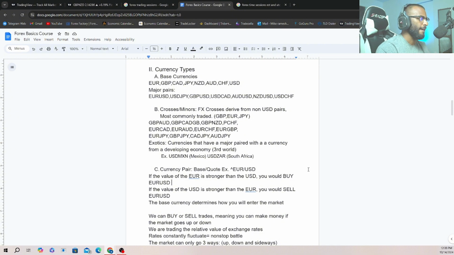It's pretty straightforward. If the value of one currency is stronger than the other, you will buy it. If the value of the US dollar is stronger than the euro, you would sell EUR/USD. So pretty much the inverse of what I just said. Let's say the dollar is having an amazing day in the economy. Let's say we're cutting rates, which is a whole other topic of conversation. Now the market's going to go up in value, right? Now, when this happens, the value of the US dollar would be stronger than the euro.